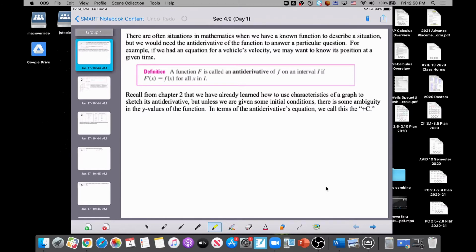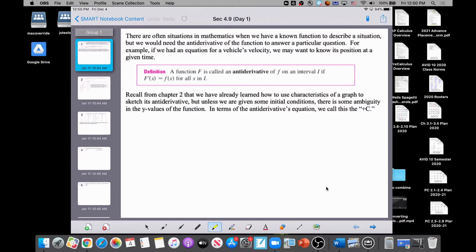One specific example would be if we had a vehicle's velocity and we wanted to know its position, we would need its antiderivative because we know velocity is the derivative of position. Therefore, position would be the antiderivative of velocity.